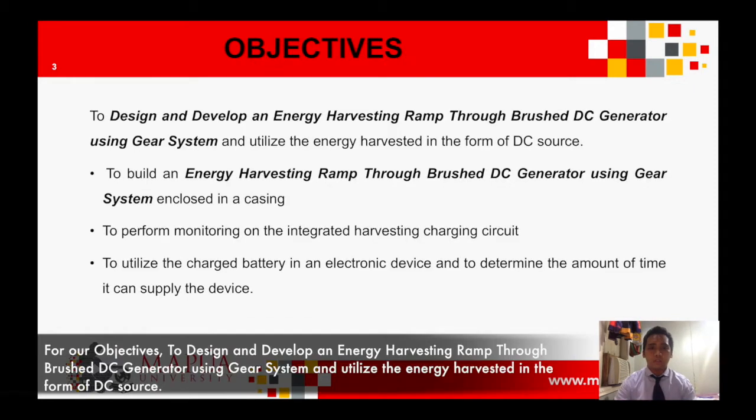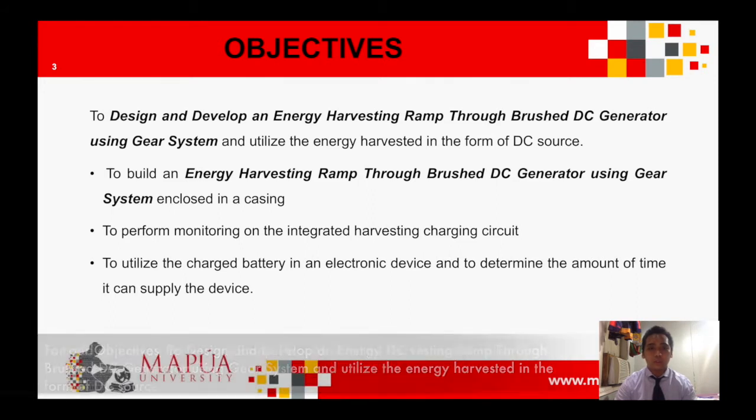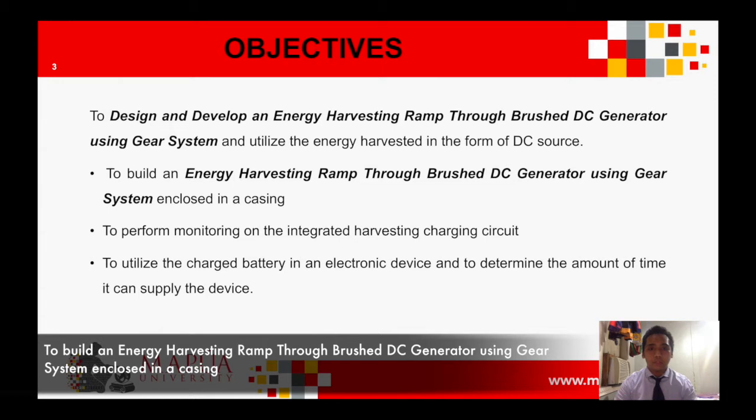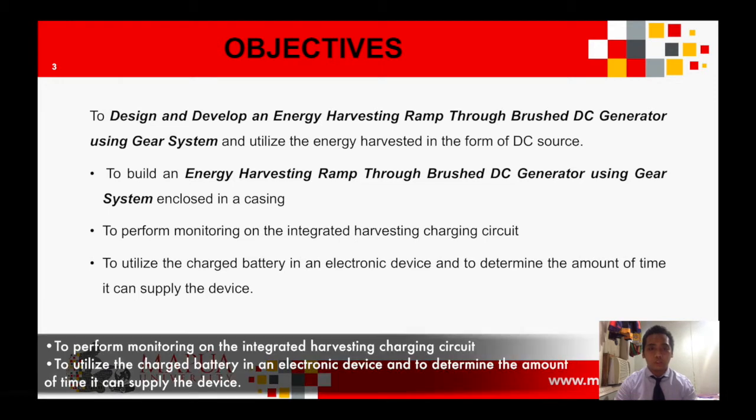For our objectives: to design and develop an energy harvesting ramp through brushed DC generator using gear system and utilize the energy harvested in the form of DC source; to build an energy harvesting ramp through brushed DC generator using gear system enclosed in a casing; to perform monitoring on the integrated harvesting charging circuit, to utilize the charged battery in an electronic device and to determine the amount of time it can supply the device.